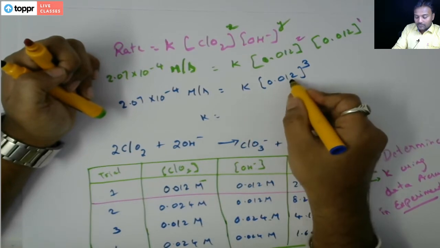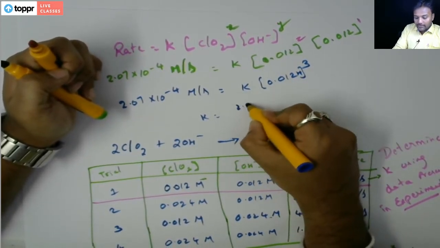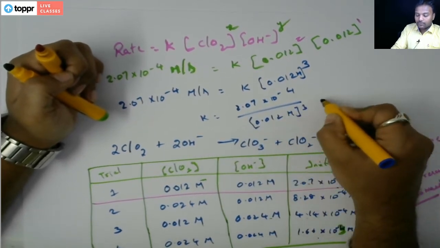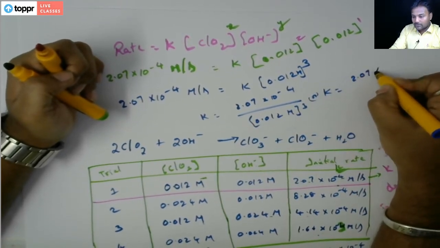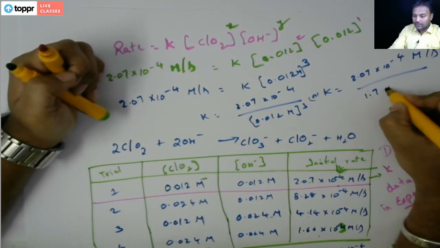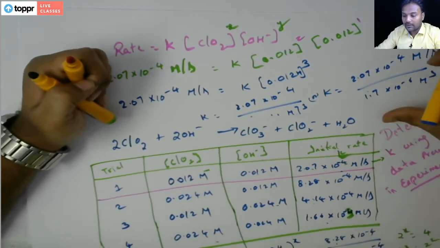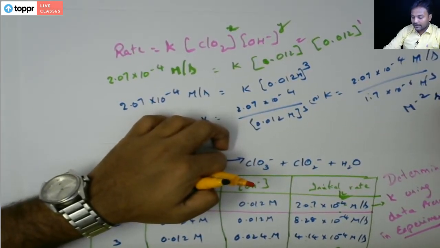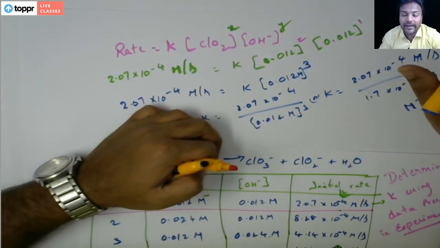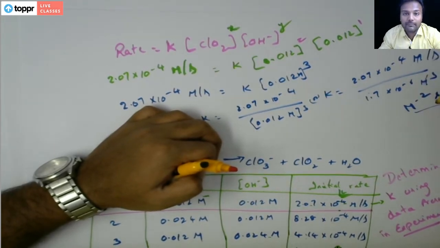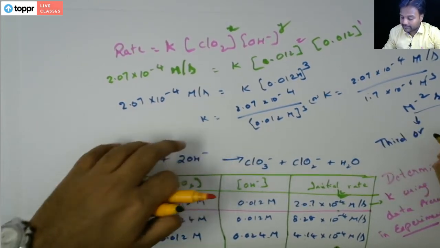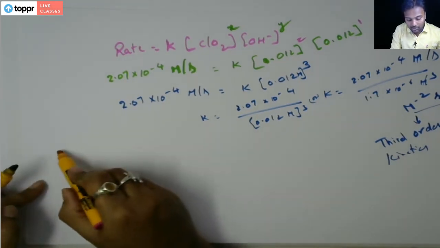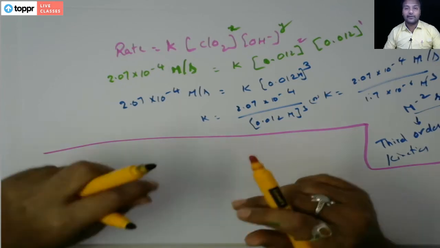k equals, so this is molar cube. I can say 2.07 into 10 raised to minus 4 by 0.012 molar cube, or k equals 2.07 into 10 raised to minus 4 moles per second by 1.7 into 10 raised to minus 6. So just calculate, you'll get the value of k. The units will be M minus 2 s minus 1. This is the unit for the rate constant, and M minus 2 s minus 1 represents third order kinetics. So this is how you can calculate the k value from the given experimental data.